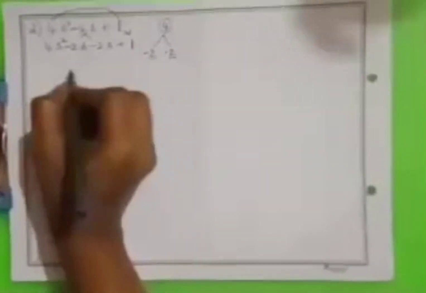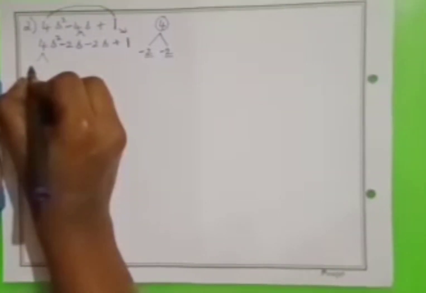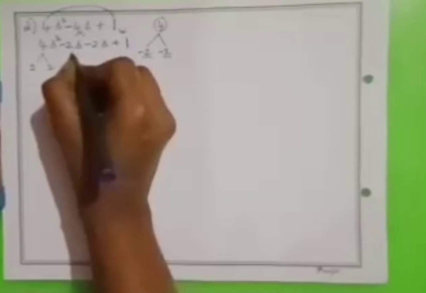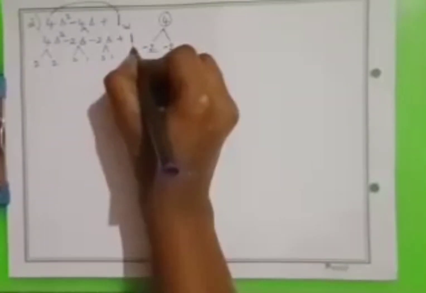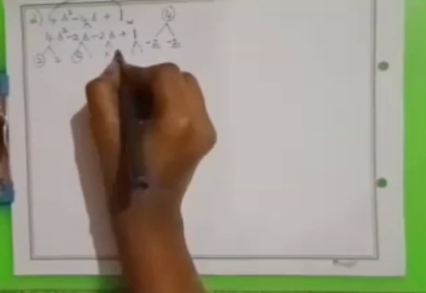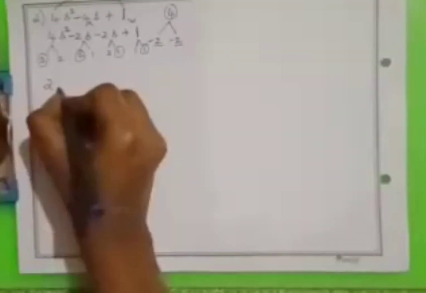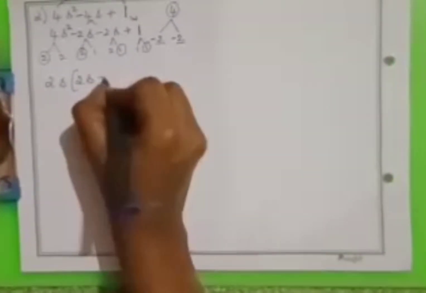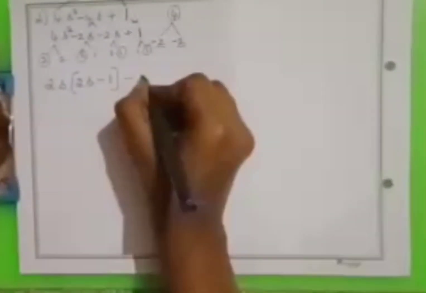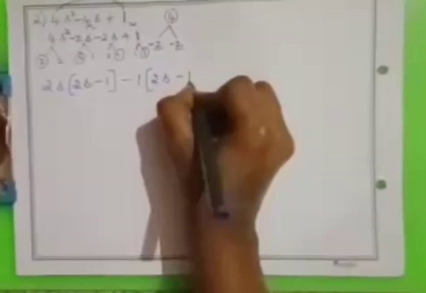Now here we are supposed to take the common out. 4s square can be taken as 2 into 2s. Here it is 2 into 1. Again here it is 2 into 1. Here it is 1 into 1. So here the common is 2s and 2s. Here common is 1 and 1. So let us take the common out. 2s into 2s minus 1, minus 1 into 2s minus 1.